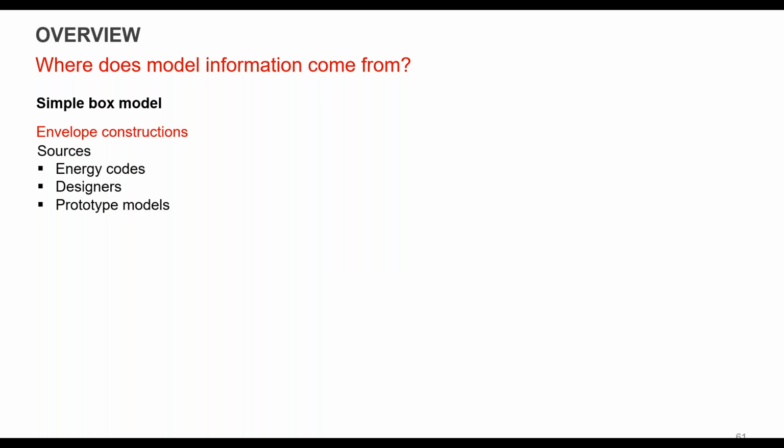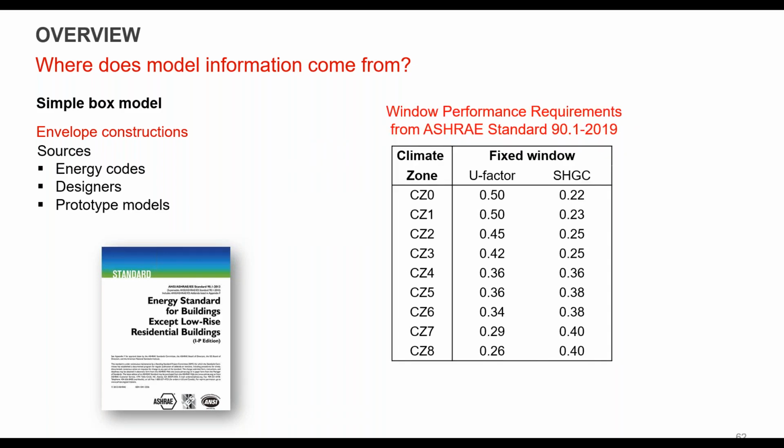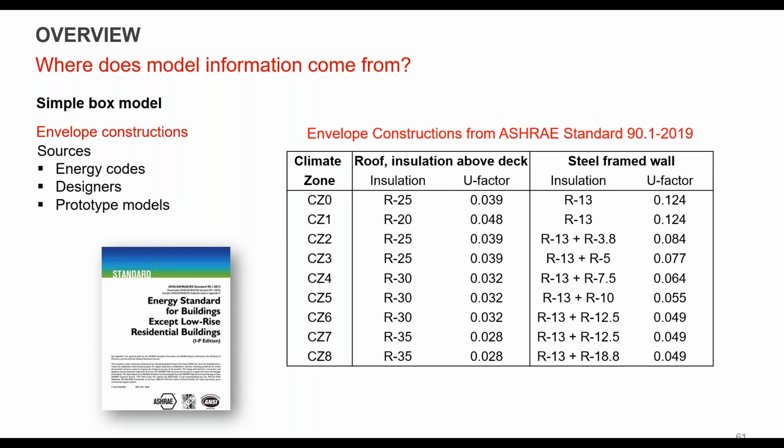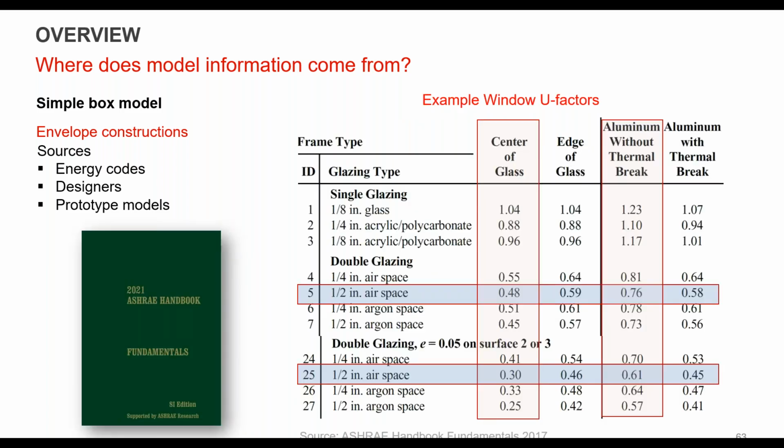What about envelope? There are a lot of places to look for envelope information. If you're early on, likely you're just going to look at energy code. If you look at 90.1, you can look at the requirements of chapter 5 and see exactly what the minimum would be if you were going to meet the prescriptive code requirement for building a new building in that climate zone. So that's one place. This is for opaque, roof and a steel frame wall. There's also system performance for windows.